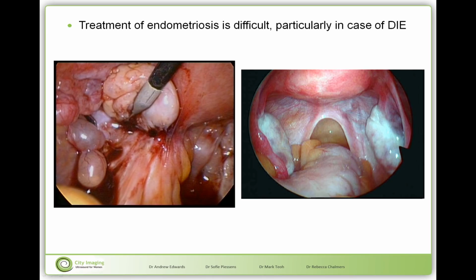Now, there is no doubt that treatment of a patient like this is very difficult, and for surgeons, preoperative knowledge of pouch of Douglas obliteration and bowel nodules make a great difference in treatment of the patient. It allows better preoperative planning and therefore better outcomes.